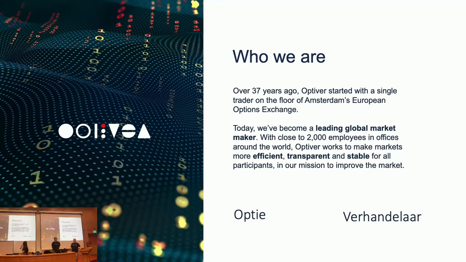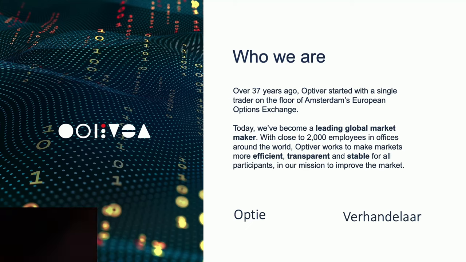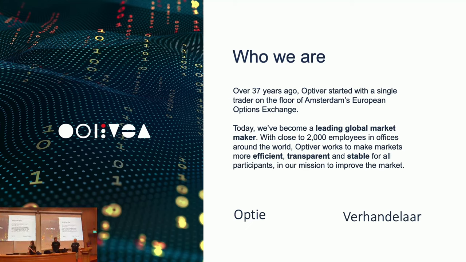So an introduction to who we are. Optiba has been around for 37 years, quite a long time. Our global headquarters is in Amsterdam. That's our very first office. We are a leading global market maker with close to 2,000 employees globally. Optiba works to make markets more efficient, transparent, and stable for all participants, and our mission is really to improve the market.